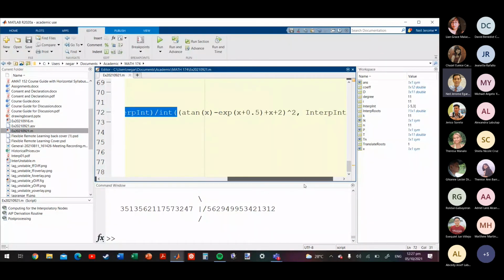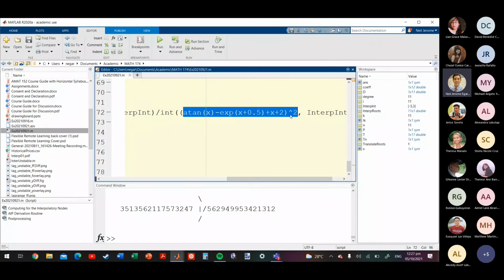Si function f, in-square ko siya. Yun yung gusto kong i-integrate because in the definition of the L2 norm, naka-square yung function whose norm is to be computed, over the interpolatory interval, which we defined earlier to be -5 to 5. So ito yung denominator ko.